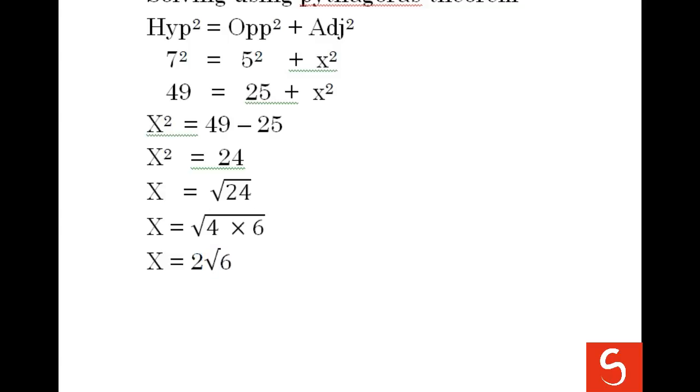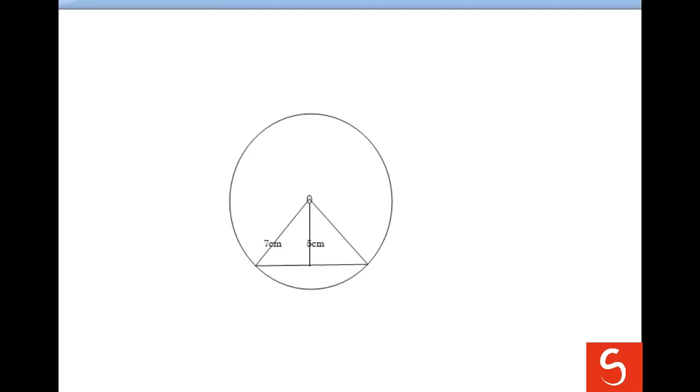Now let's go back to our diagram. 2 root 6 is the distance from this point to this point. Since we are asked to find the full length of the chord, we need to remember that this triangle is exactly the same as this triangle. So we've just found the distance from this point, let's call it O, to the right, and we need to multiply it by 2 to get the full chord.